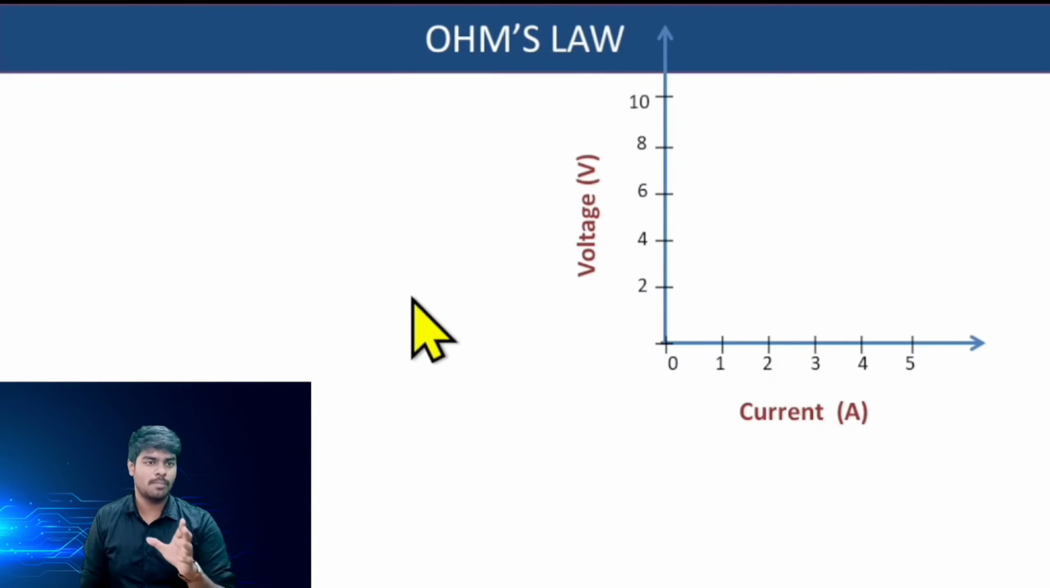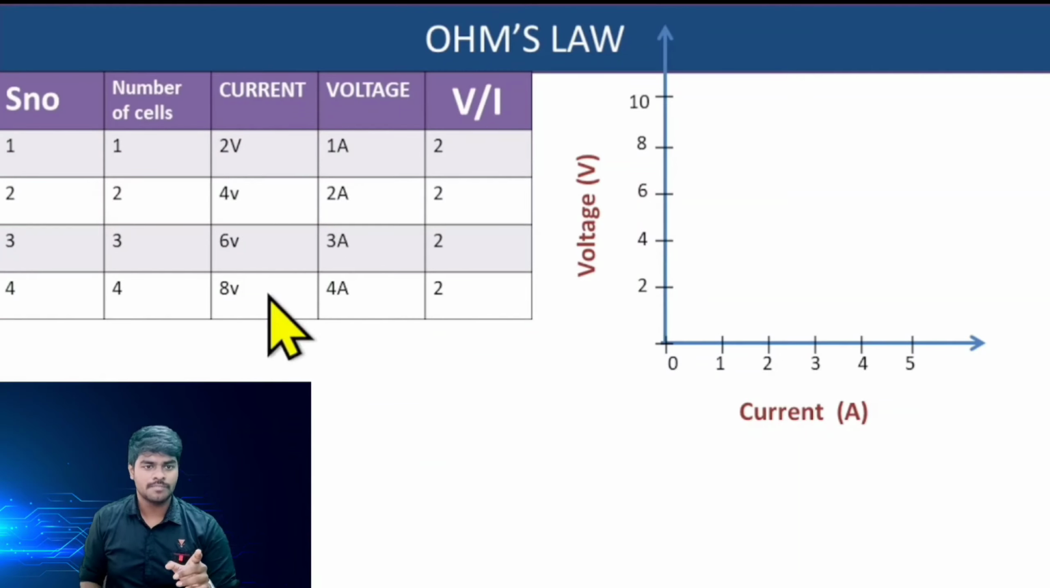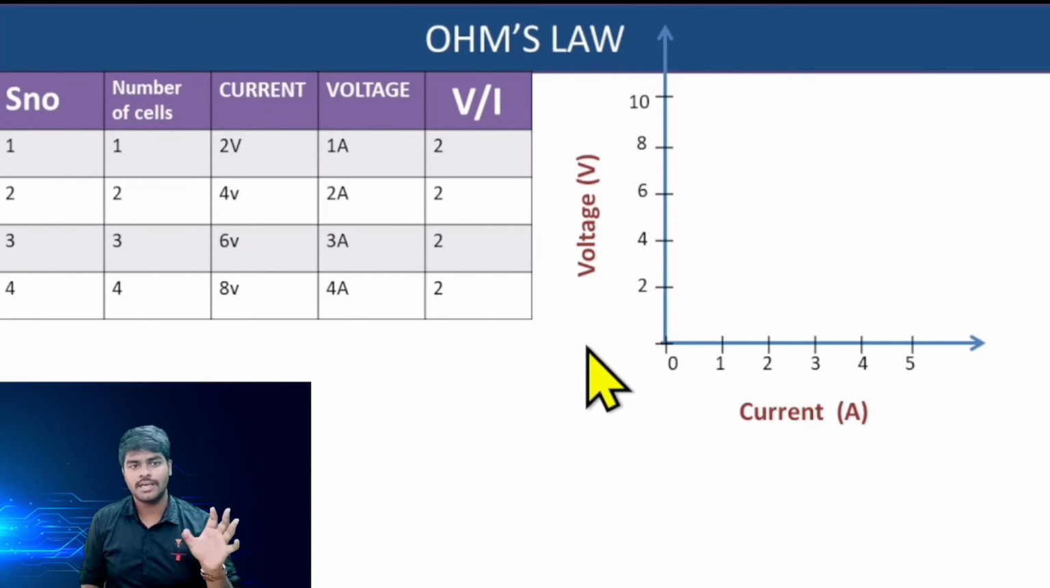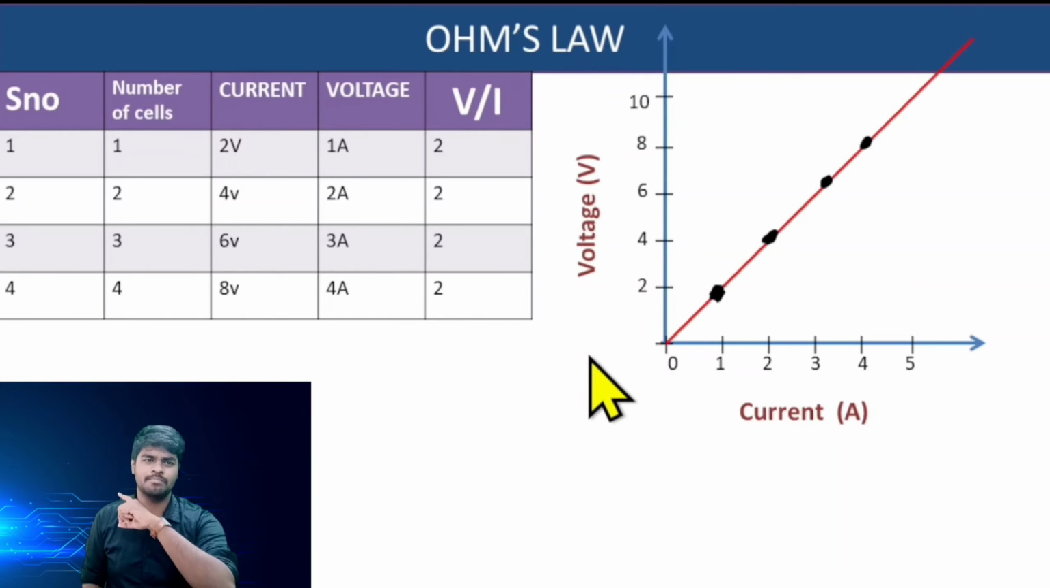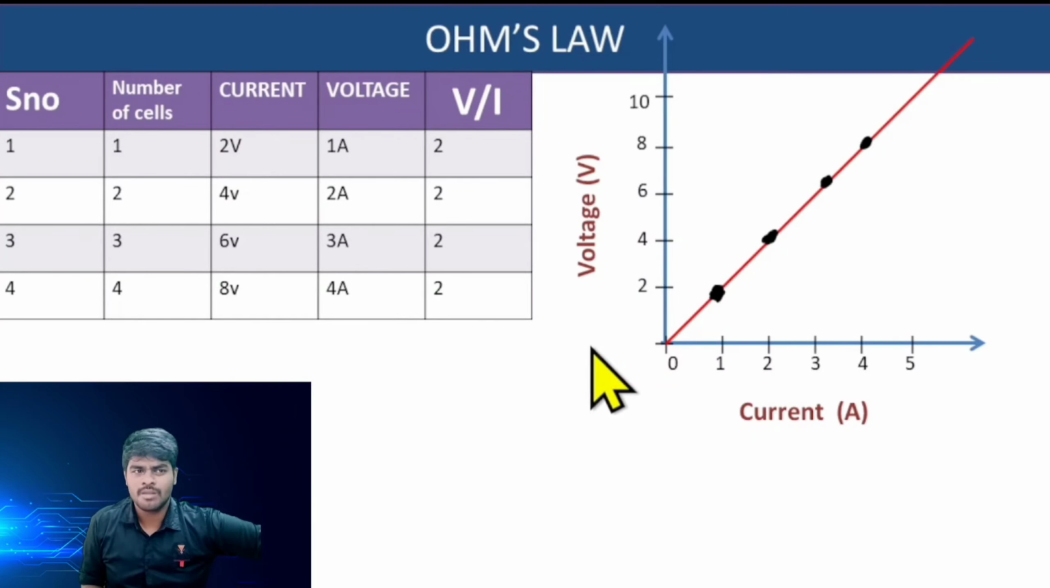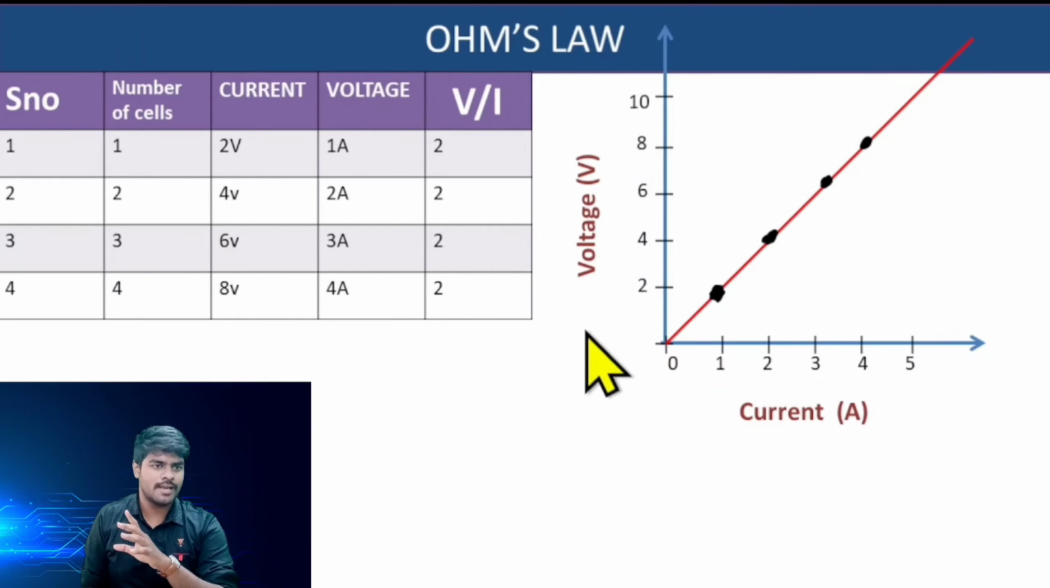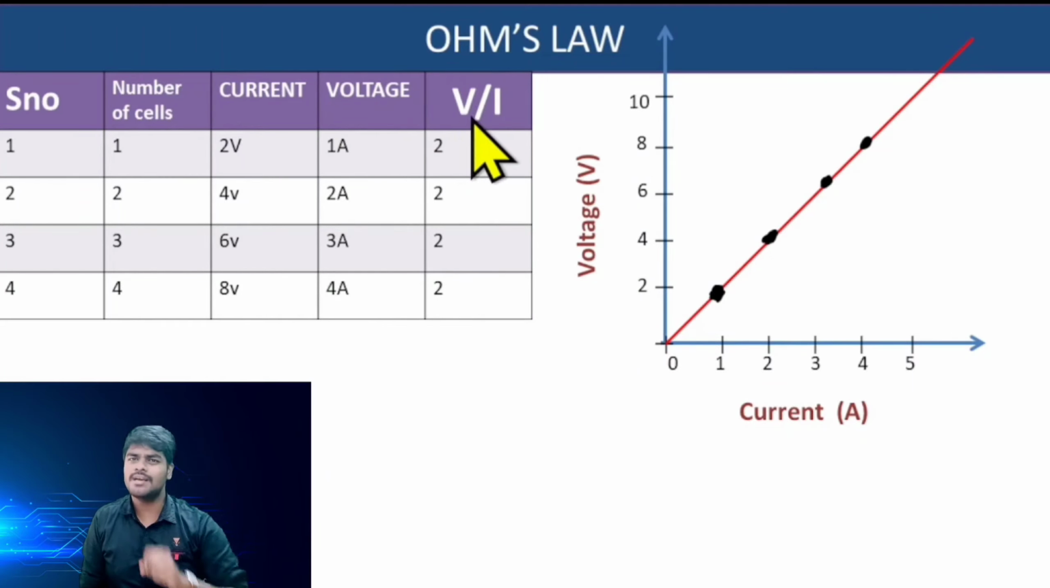Okay, now I just want to plot the graph for these values. X-axis current, Y-axis voltage. Whenever I plot the graph for these values, I get a straight line. Why do I get a straight line? Because these values are constant. But what is the meaning of V by I? Why am I getting the same constant values, even though there is an increase in current and voltage?